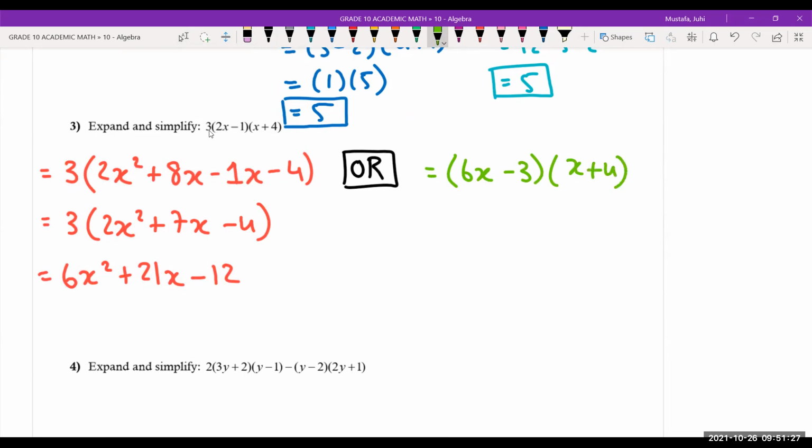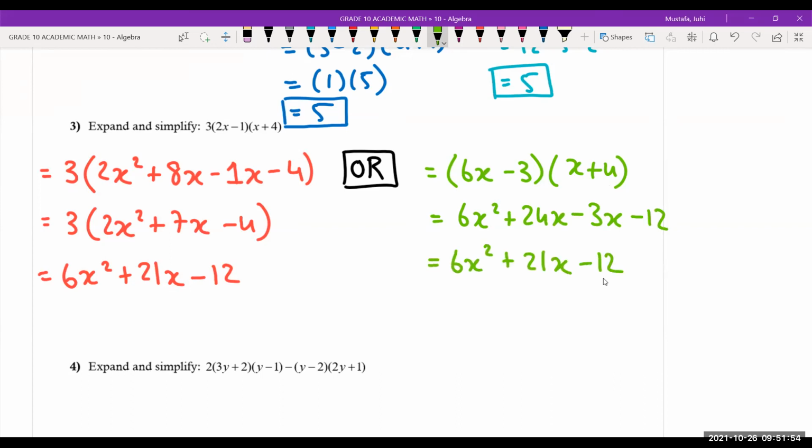So see what I did? I just took the 3 times 2x and I got this, and then 3 times negative 1 and I got this. And now I'm going to FOIL this. So 6x times x is 6x squared. 6x times positive 4 is 24x. Negative 3 times x is negative 3x. Negative 3 times positive 4 is negative 12. And then I clean up the signs and I get exactly the same answer.